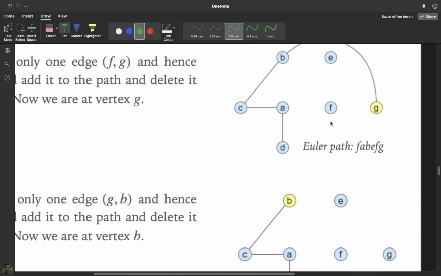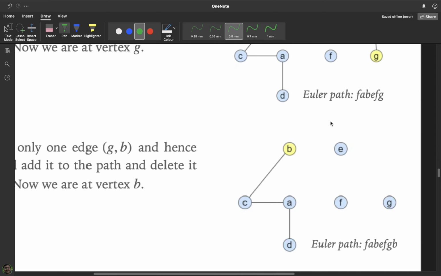So we are now at B. We have no other choice. So now our path is F A B E F G B. It is written here. We have kept track of it. At B also there is only one choice, that is C. Once you have reached C, delete this edge. No other choice again, only A here.